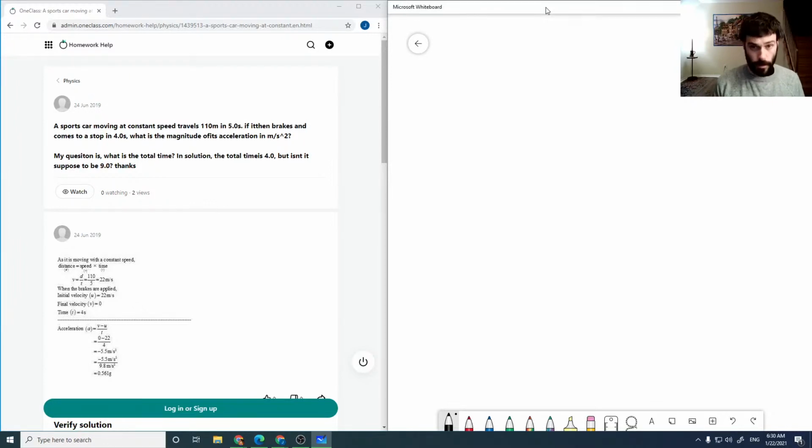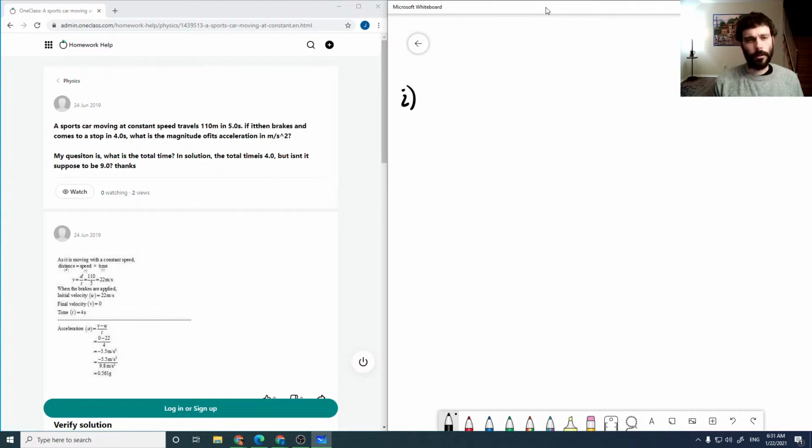A sports car moving at a constant speed travels 110 meters in 5 seconds. It then brakes and comes to a stop in 4 seconds. So we have two parts to this. The person who left the question also asked, what is the total time? In the solutions, the total time is 4 seconds, but it is supposed to be 9. So don't get confused by the way they phrase the questions here.